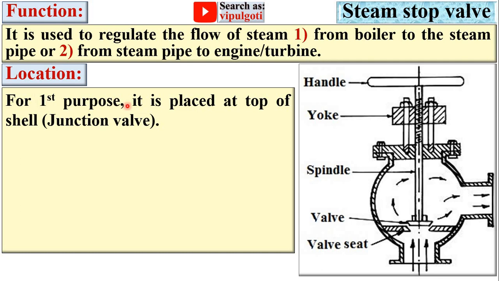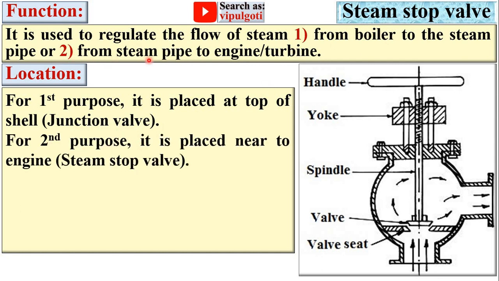Location. For the first purpose, that means from boiler to the steam pipe, it is placed at the top of the shell, and at that time it is called a junction valve. For the second purpose, that means from steam pipe to the engine or turbine, it is placed near the engine, and at that time it is called a steam stop valve. So if you use this for the first purpose, then it is called the junction valve. If you use it for the second purpose, then it is called a steam stop valve.